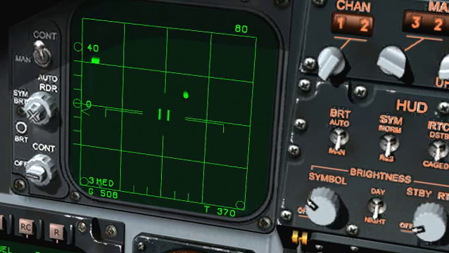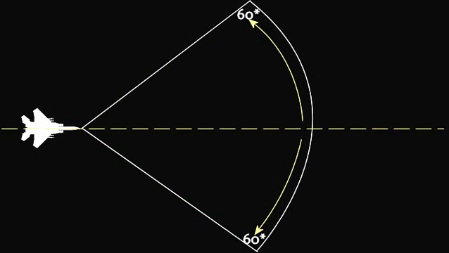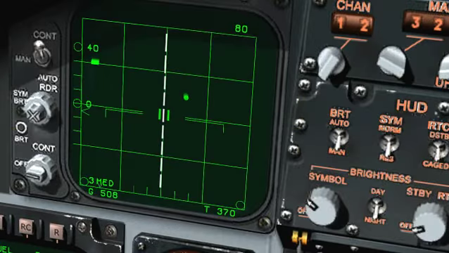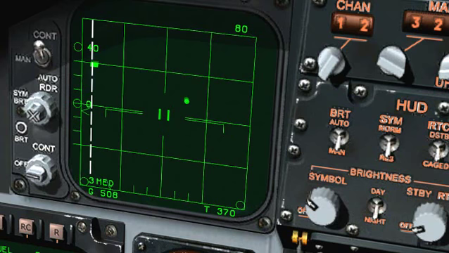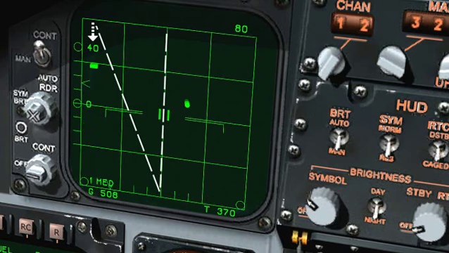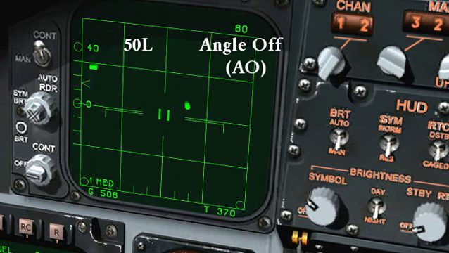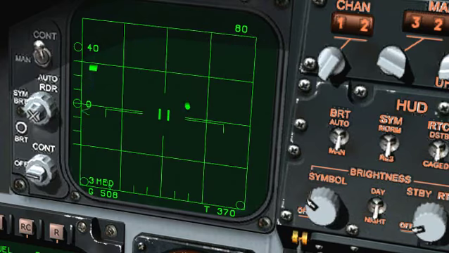Yes. Remember that the normal radar scan is 60 degrees to either side of center line. This line here represents 30 degrees of sweep. This one, 60. The contact is here, or about 50 degrees to the left of our nose. Another way of expressing it is to say that the angle off is 50L, or 50 degrees left. So we instantly have range and azimuth by simply looking at the VSD.